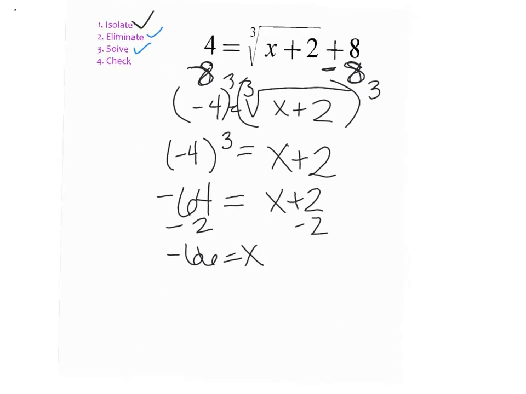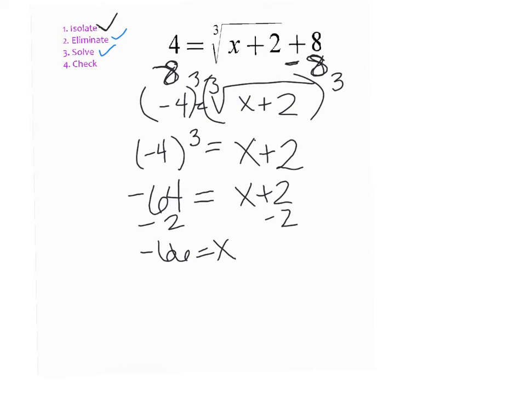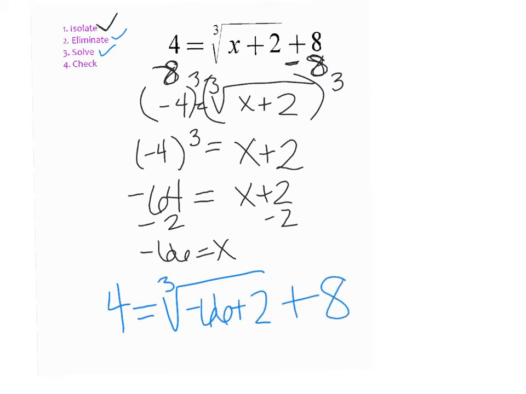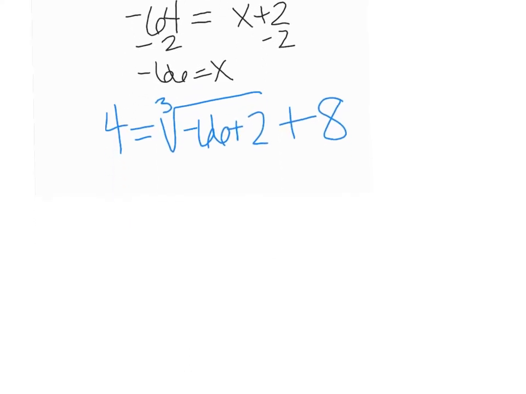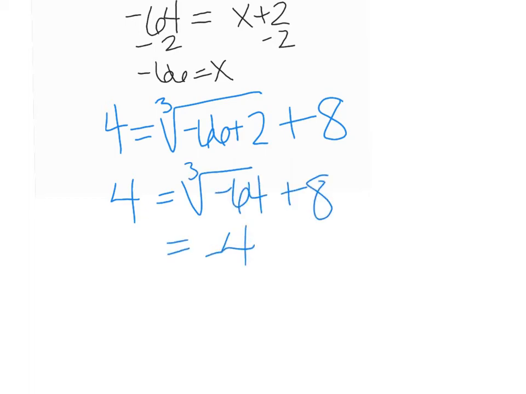So to check on this, I need to plug it back into the original equation. So 4 equals the cube root of negative 66 plus 2, plus 8 on the outside. Okay. So 4 equals the cube root of negative 64. And if I did this right, or maybe I didn't, then I get 4 equals 4, and everybody is happy, including Miss Vote. Okay? So another not so bad one, but remember when you're getting rid of that radical, get rid of a square root, you square. Cube root, you cube. If you have a fourth root, you go to the fourth power.